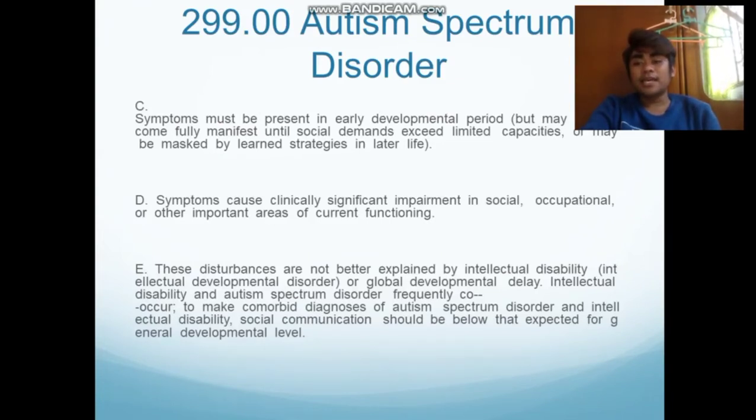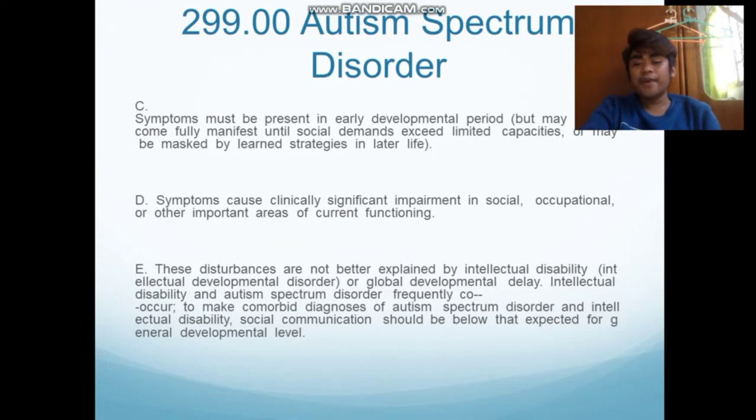Point C. Symptoms must be present in the early developmental period, but may not become fully manifest until social demands exceed limited capacities, or may be masked by learned strategies in later life. And point D. Symptoms cause clinically significant impairment in social, occupational, or other important areas of current functioning.